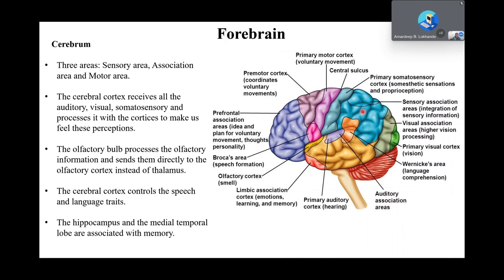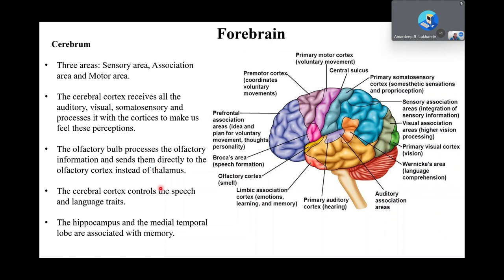So that's what it receives, all kinds of information, ranging from auditory, visual, and somatosensory, which means any touch or any sensation, and connects them with the cortices. Here you have the olfactory bulb, which processes the olfactory information. All this information has to be relayed to the center, and the center is generally the thalamus. Only the olfactory cues are sent to the olfactory cortex instead of the thalamus. Every other cue is sent to the thalamus for an appropriate response.